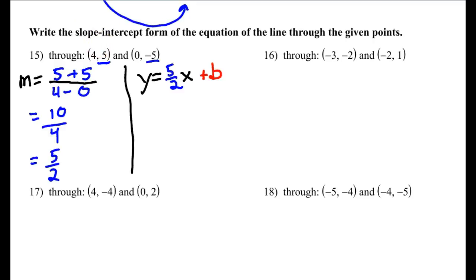You can use either point. So here you can use the 4 and the 5 for x and y, or the 0 and negative 5, either way. Alright, so you want to use the 5 for y, and use 4 for x. You have 5 and 4.